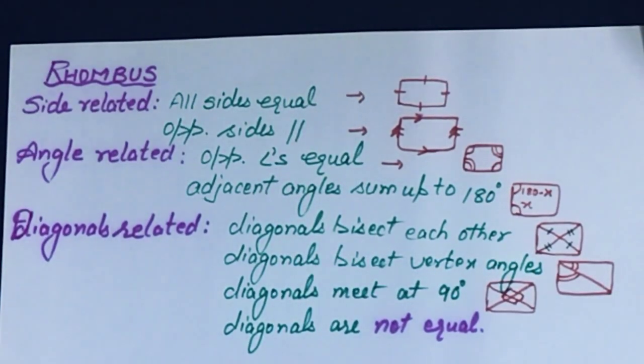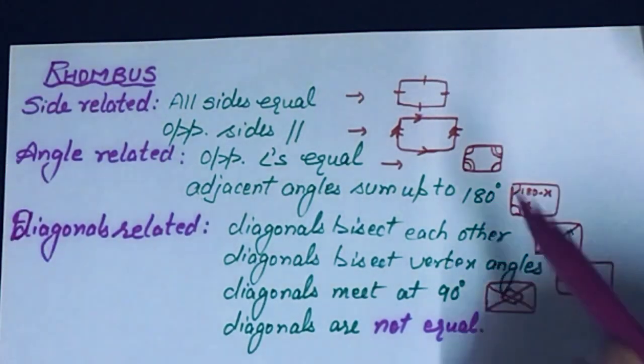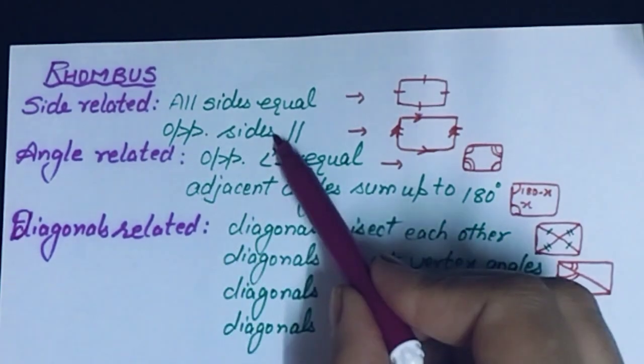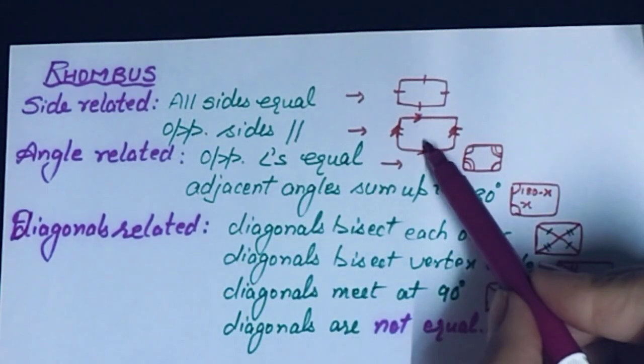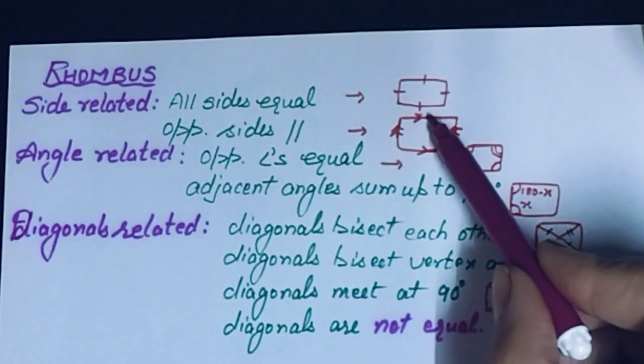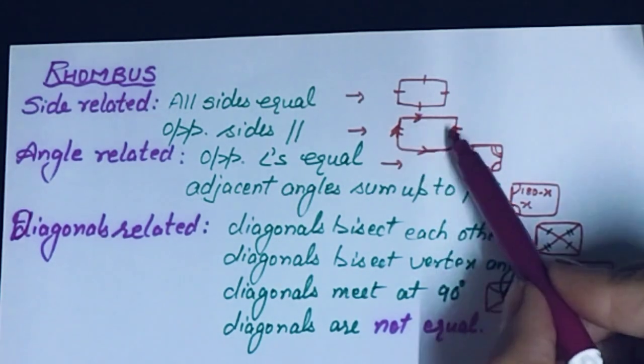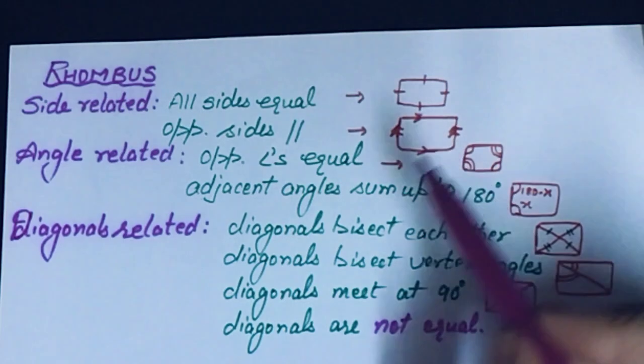In this video, we'll be discussing the properties of a rhombus. The side-related property of a rhombus is that all sides are equal. This is how we label it in the diagram. Opposite sides are parallel. As both pairs of opposite sides are parallel, one pair should have the same kind of arrow and the other pair, which is also parallel, should have the same kind of arrows.